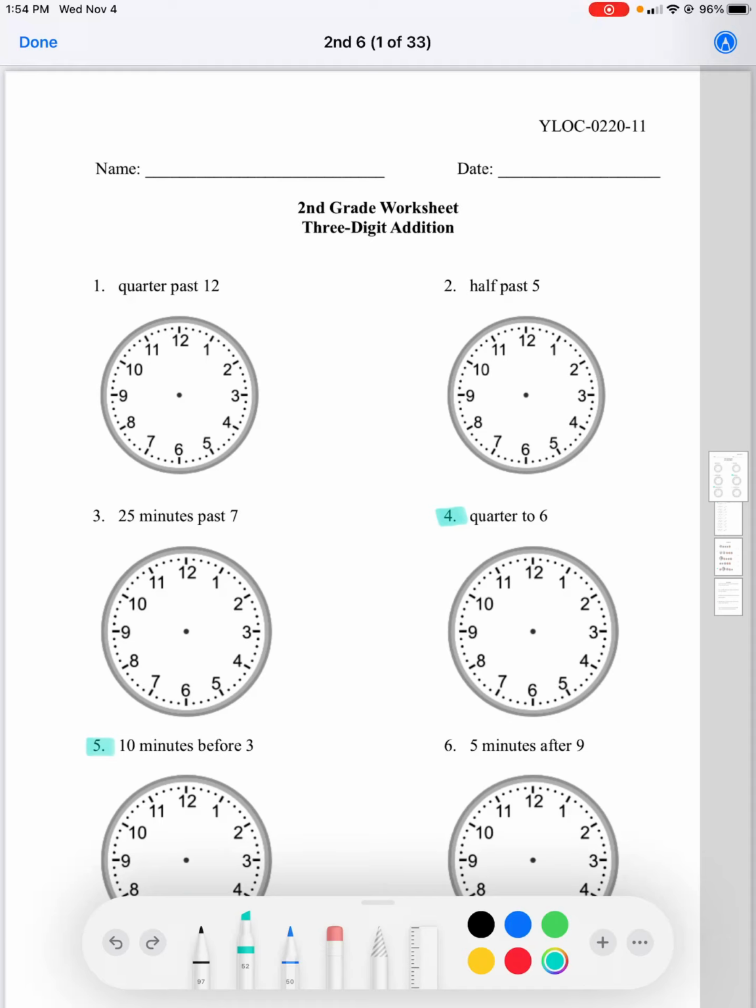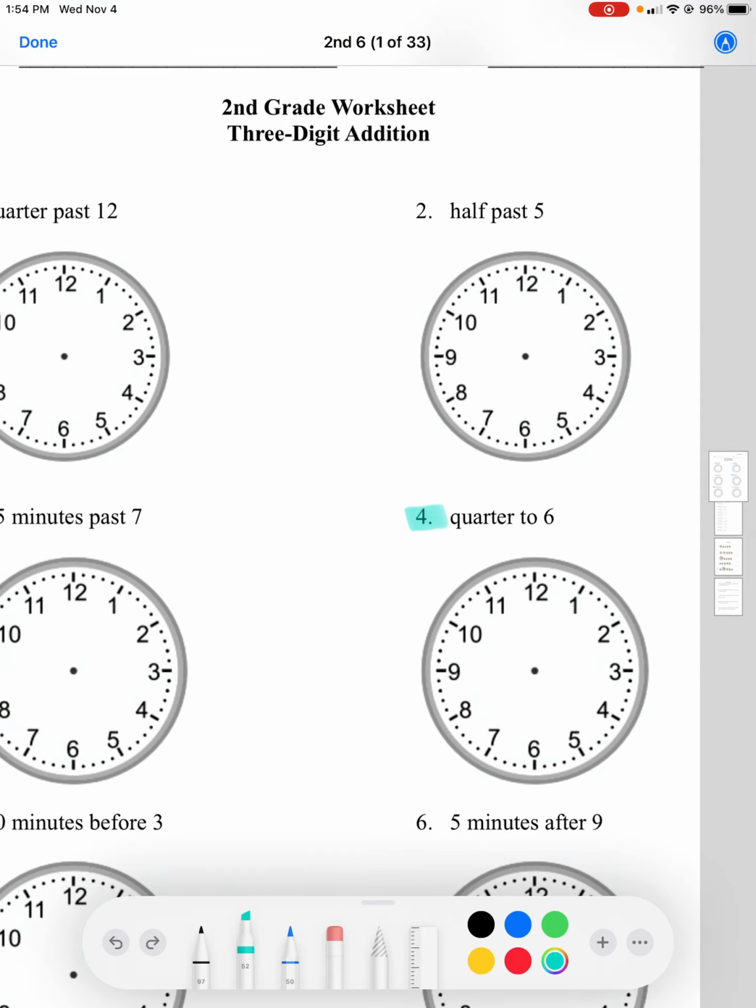Hi guys, so today we're going to go over lesson 11 for second grade. So, it's not 3-digit addition. We're going to be drawing times again, but with written directions, like half past, some minutes past, or some minutes before. So let's start with the first question.